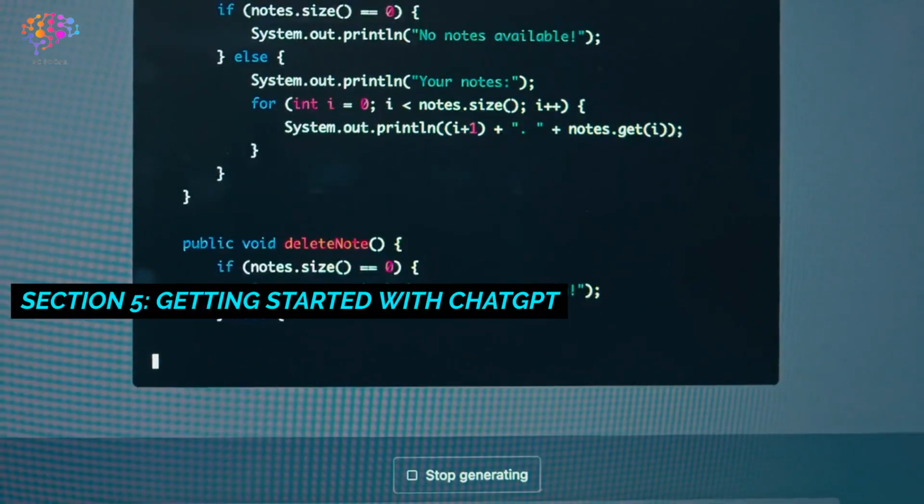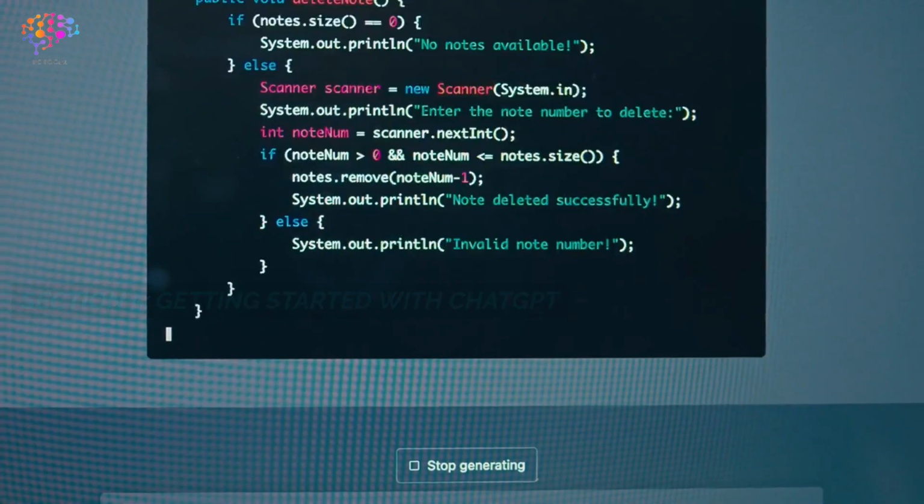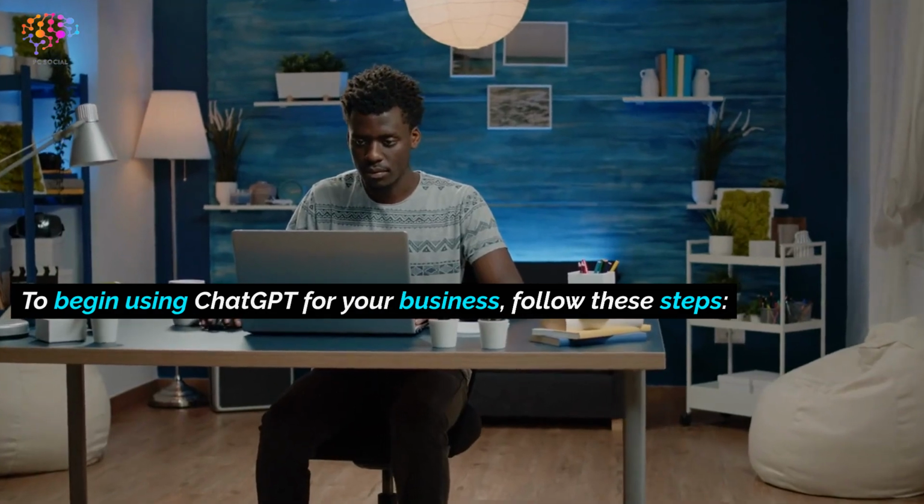Section 5. Getting started with ChatGPT. To begin using ChatGPT for your business, follow these steps.